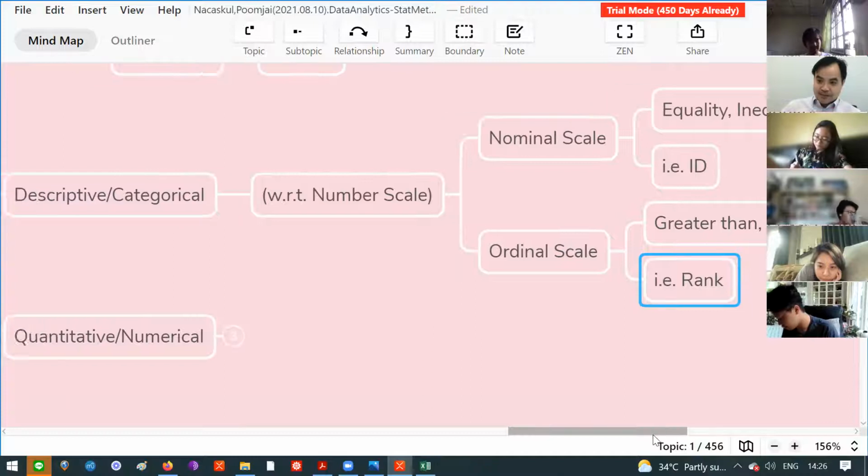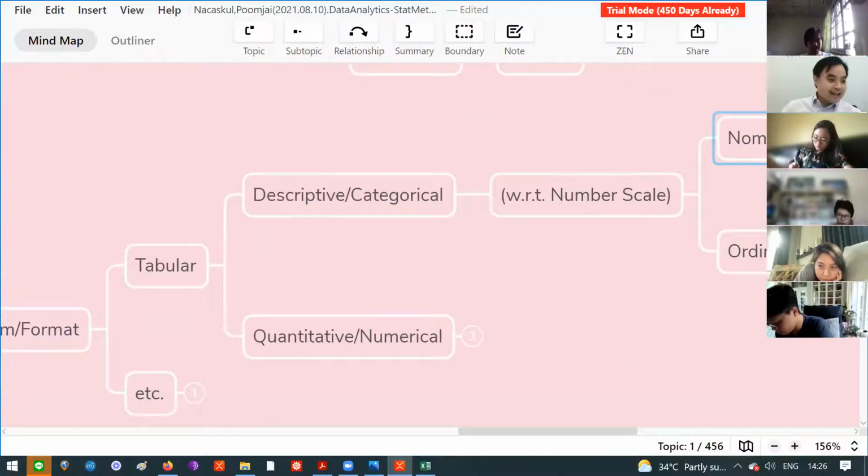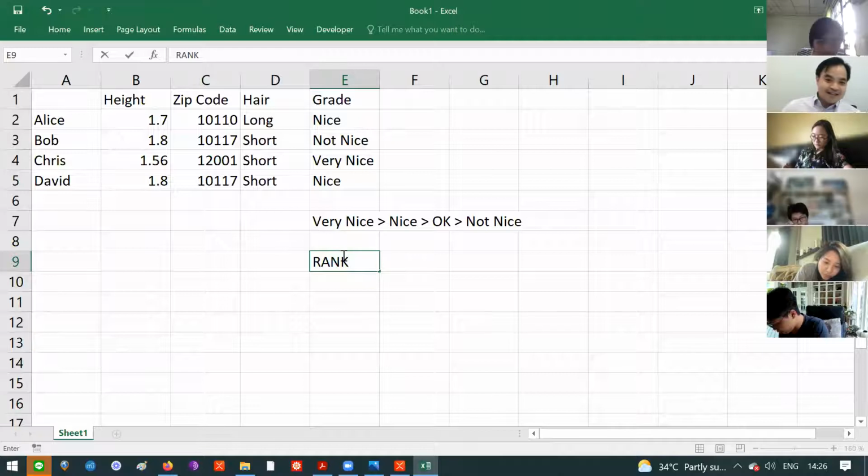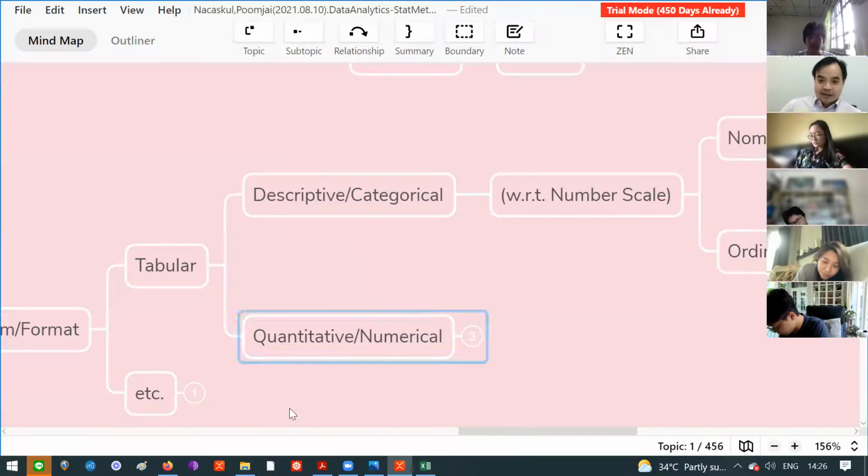Now, in this case, even though you see numbers, don't think numerical. You can say nice is equal to 1, very nice is equal to 2. You can't say 2 minus 1. You can't do that. Now, let's go to something else.